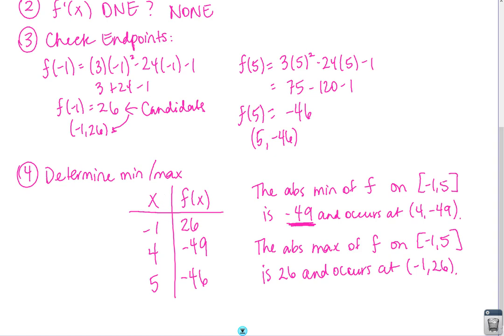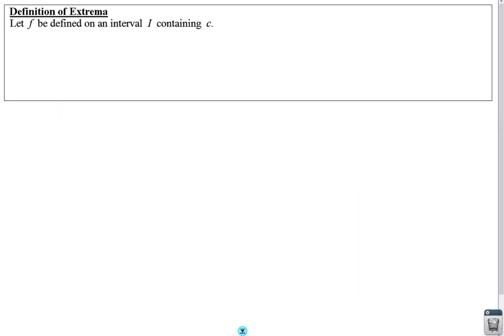It's great times. So let's come up with a definition here for these extrema. Maybe I thought I clicked the next page. Maybe not. Uh-oh. There we go. Okay, so the definition of extrema.